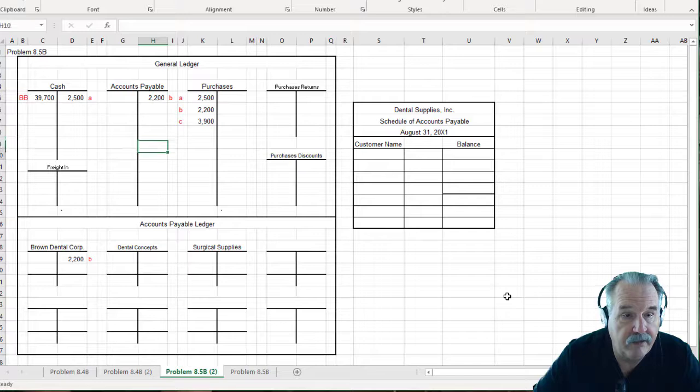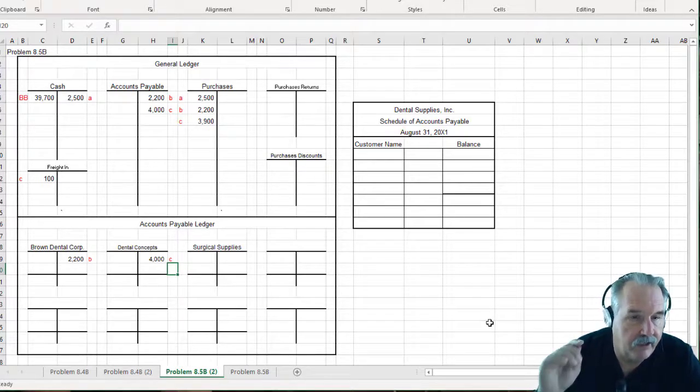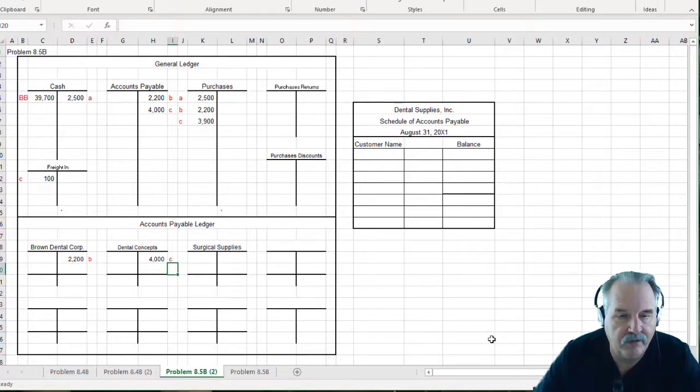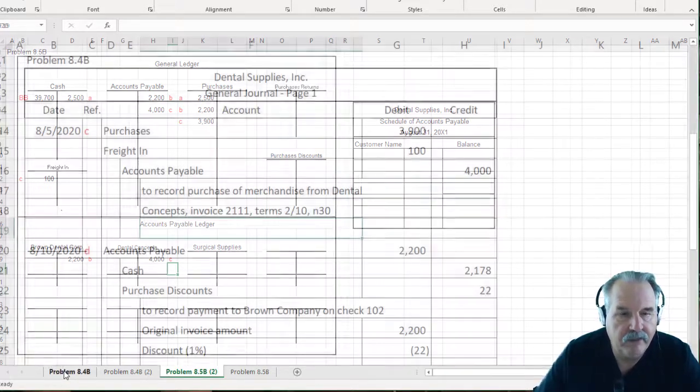We're going to debit Freight In for $100, and we'll credit accounts payable $4,000, and we have to also post it to Dental Concepts on the credit side. If it's a credit in accounts payable, it's a credit down below. If it's a debit in accounts payable, it's a debit down below.